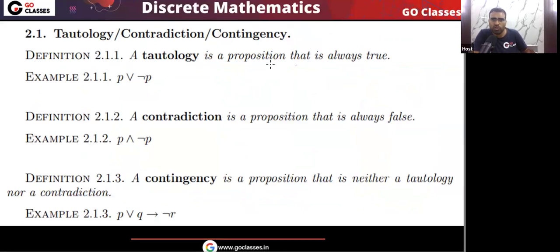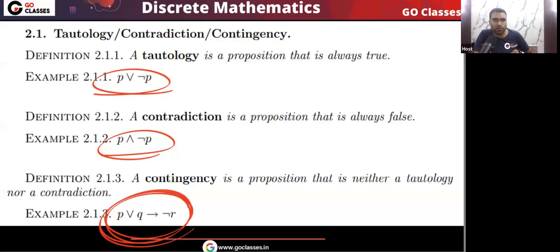A tautology is a proposition that is always true. A contradiction is a proposition that is always false. A contingency is a proposition that is neither tautology nor contradiction. If something is neither tautology nor contradiction, then it is a contingency. You can see this is always true, this is always false, and this is sometimes true, sometimes false.